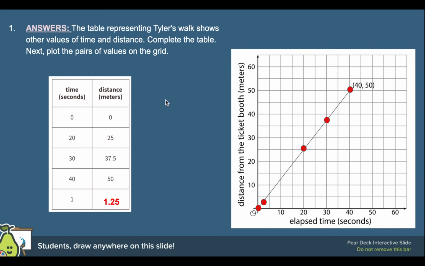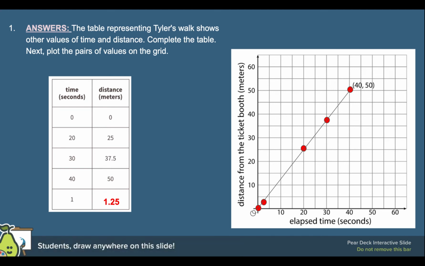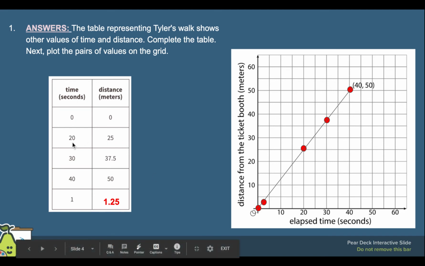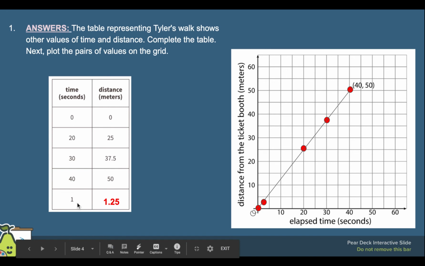Now for this next part, it says the table representing Tyler's walk shows the value of the time and distance. Complete the table and then plot the grid. So when I was looking at this table, it's all done except here, right? So what I decided to do is, if we think about last week, we found our coordinates on our table, we would take our y and divide it by x, and that would give us our ratio. And when you do that, y divided by x, you're going to find out that you'd get 1.25 for 1.